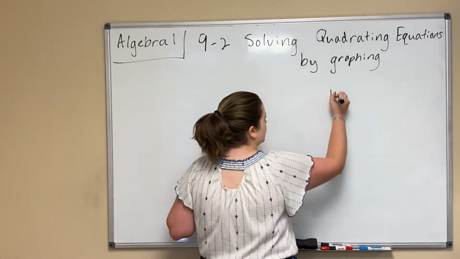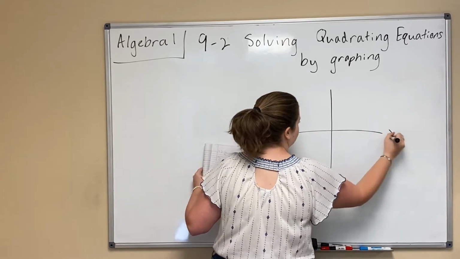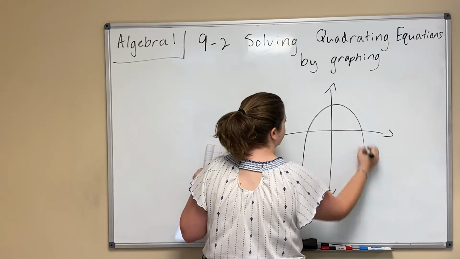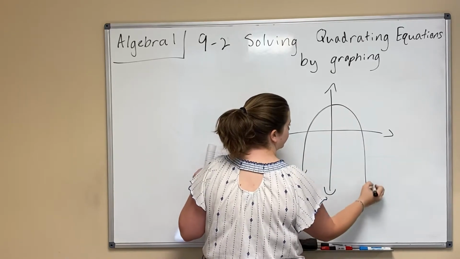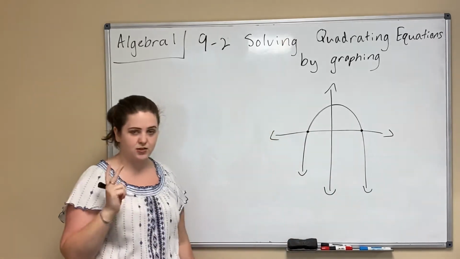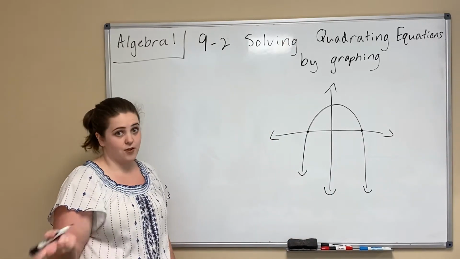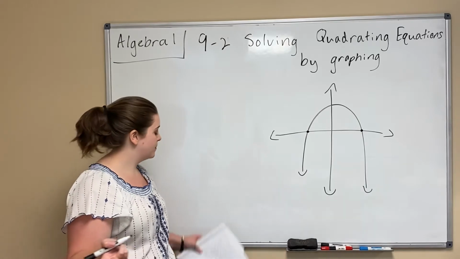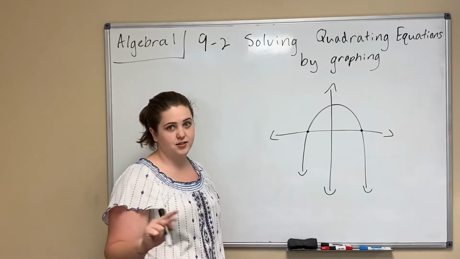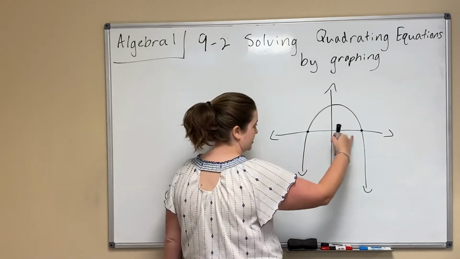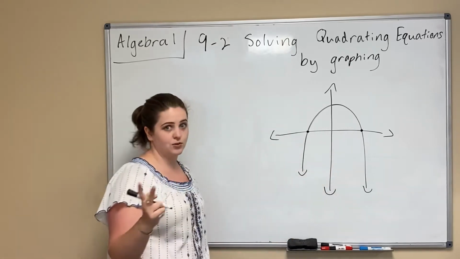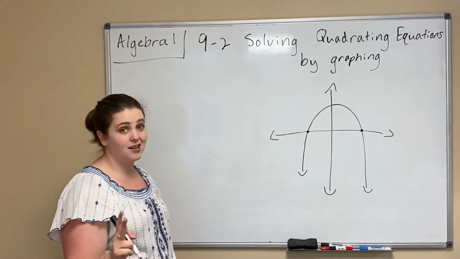So, if I'm graphing a quadratic equation, and it winds up looking like this, then the places where it touches the x-axis are my two solutions for that quadratic equation. Now, a lot of graphs that we're going to be working with will have exactly two solutions because they're going to cross over the x-axis 2 times. But not all of them will.